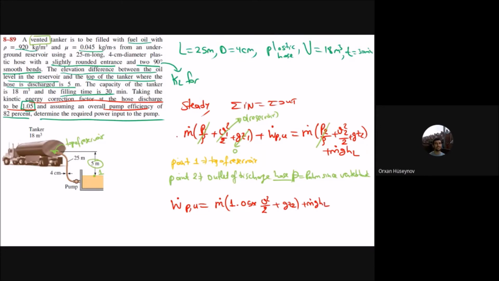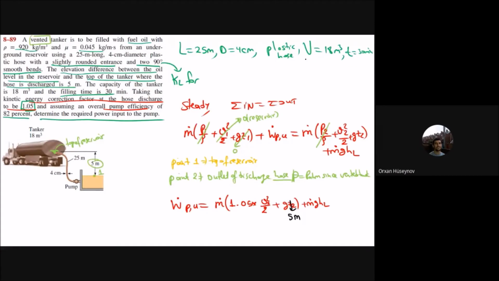To solve that equation, I should know the velocity at 2, at the outlet here. I should know Z2, which is 5 meters. And I should find the hL values. Let's start one by one. To find the velocity is easier. I can find it.